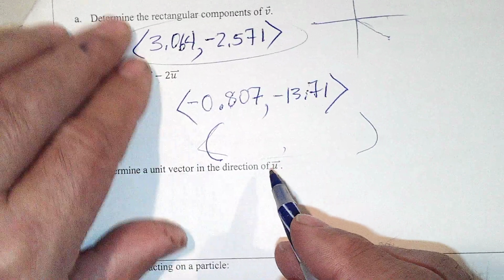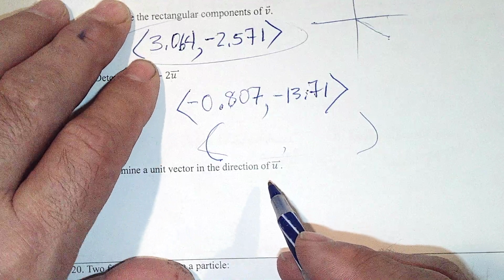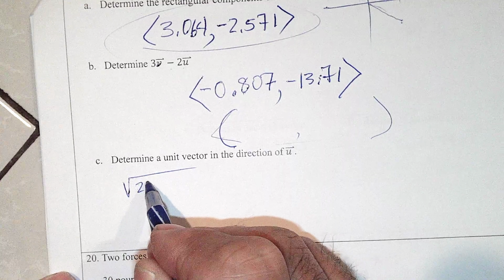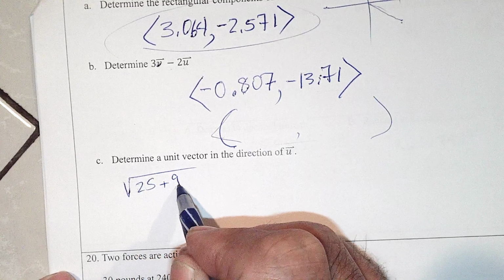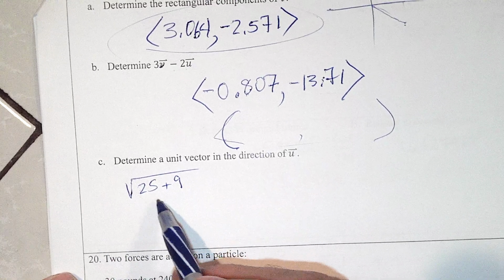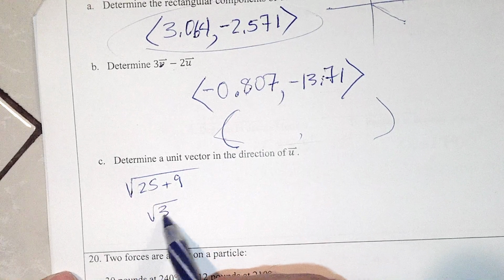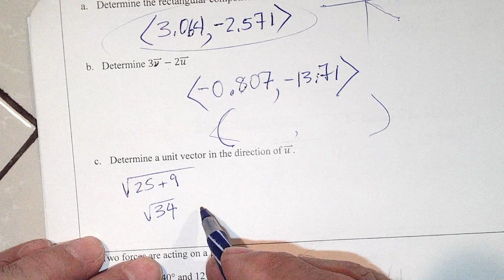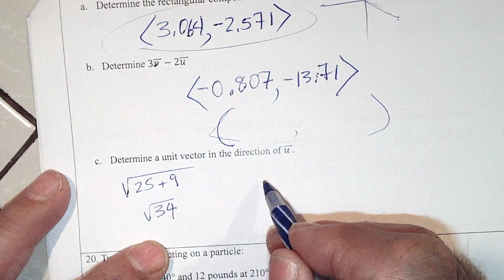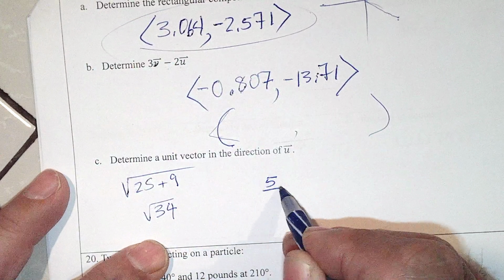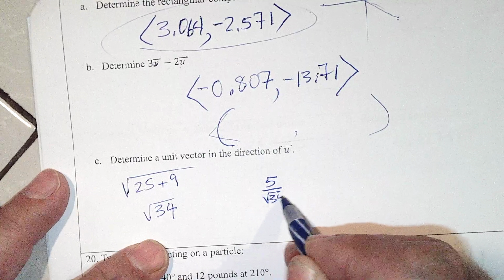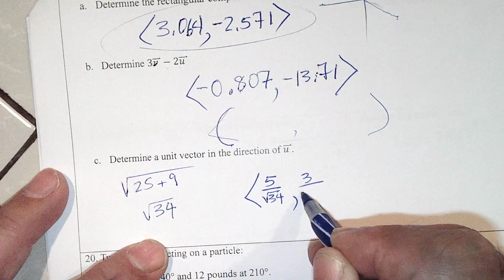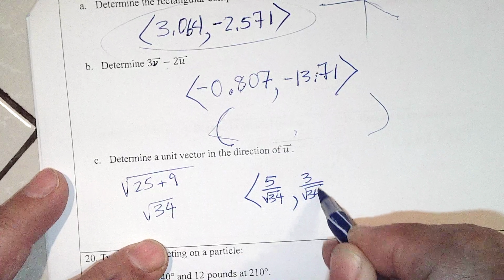Unit vector in the direction of v. Well, how long was this thing? Well, the length of it is 25 plus 9, so that's the square root of 34. So the unit vector would be 5 over the square root of 34 and 3 over the square root of 34.